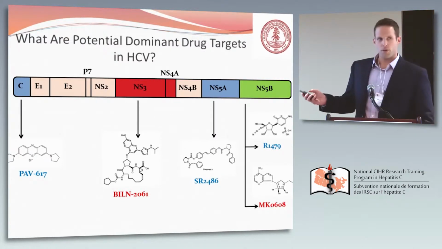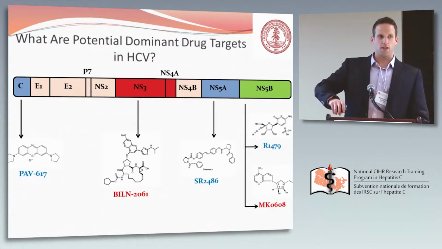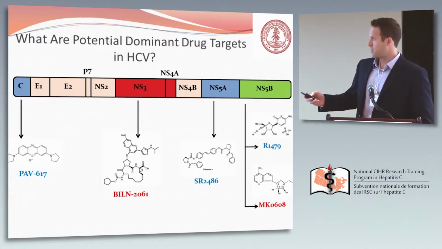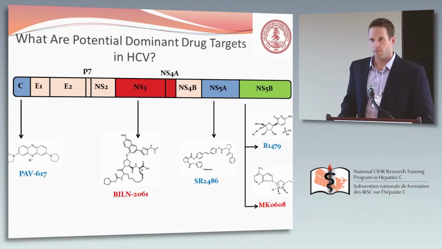I don't have time to talk about the polymerase today. We are interested in these nucleotide analogs. We think that depending on how the inhibitors function at the polymerase level, based on our work with poliovirus, some of these inhibitors could induce dominance of drug susceptibility. But again, I'm not going to talk about that today. I'm going to focus the rest of my talk on an NS5A inhibitor that we received from Tim Tellinghausen at Scripps. It's called SR2486.